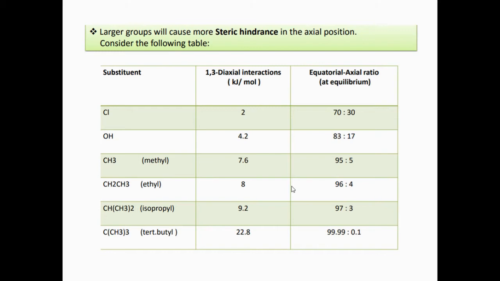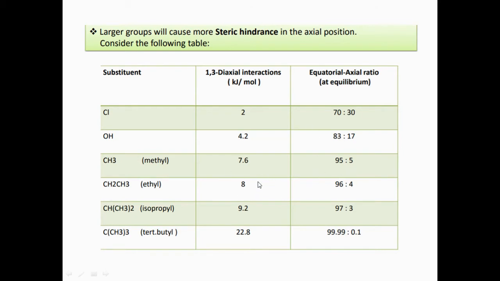So let's compare. In the case of chlorine, only 2 kilojoules per mole of 1,3-diaxial interaction is there compared to equatorial. So 75% of the molecules exist in equatorial form, and only 25% in axial form. But the hydroxyl group size is somewhat greater than that of chlorine, so its 1,3-diaxial interaction is greater, 1.2 kilojoules per mole more than chlorine. Hence, the equatorial form is 83% and the axial form is 17% only. For the methyl group, the interaction is 7.6 kilojoules per mole, so the equatorial form exists in 95%, whereas the axial form exists in 5% only.